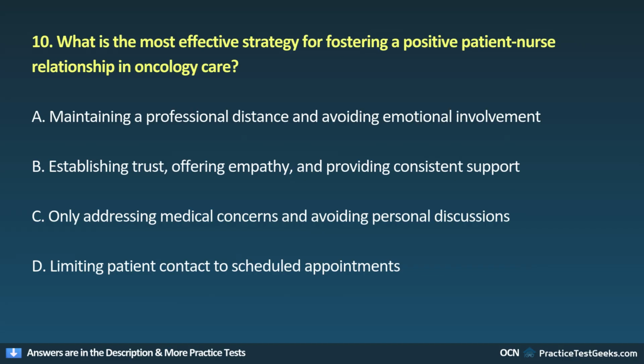10. What is the most effective strategy for fostering a positive patient-nurse relationship in oncology care? A. Maintaining a professional distance and avoiding emotional involvement. B. Establishing trust, offering empathy, and providing consistent support. C. Only addressing medical concerns and avoiding personal discussions. D. Limiting patient contact to scheduled appointments.